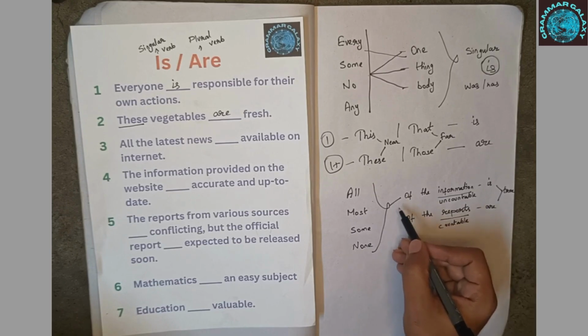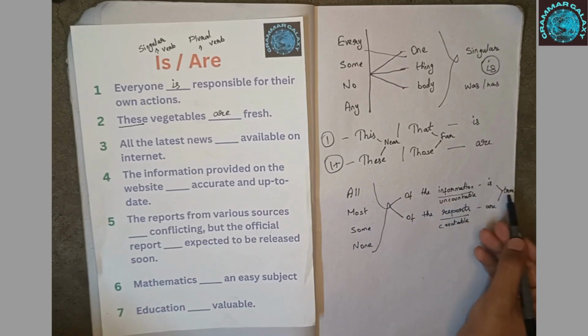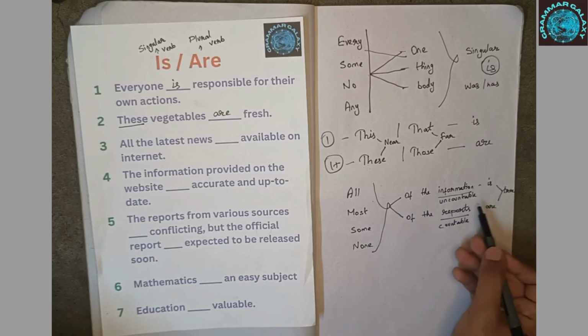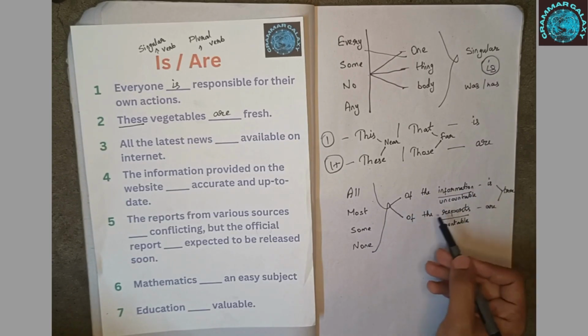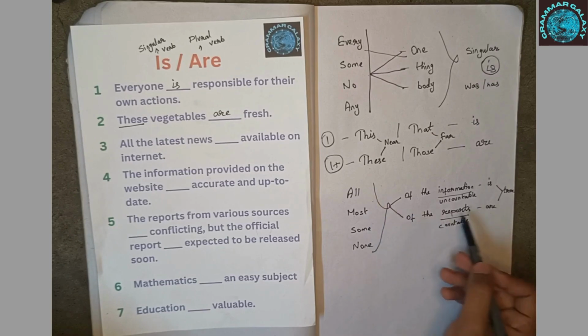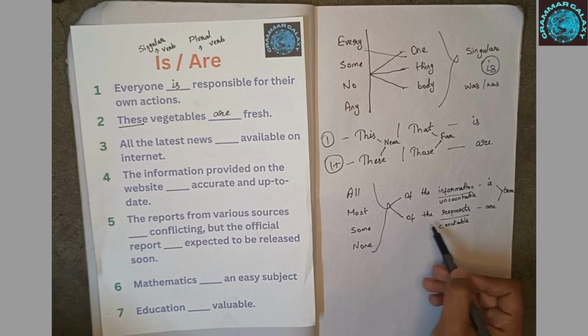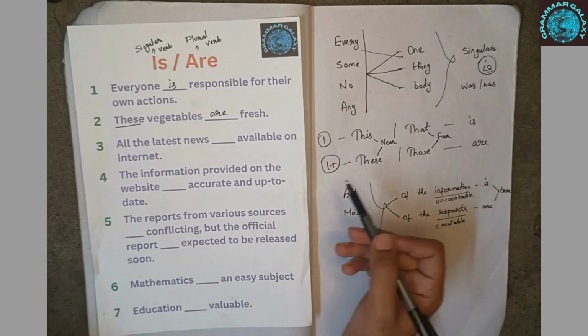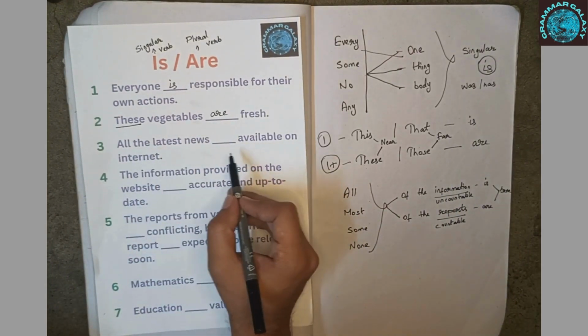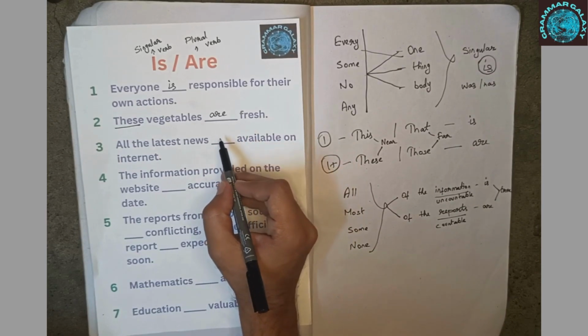So remember and say: all of the information is true, most of the information is true, some of the information is true, none of the information is true. All of the reports are true, most of the reports are true, some of the reports are true, none of the reports are true. Come back to the example. All the latest news that's available on internet.